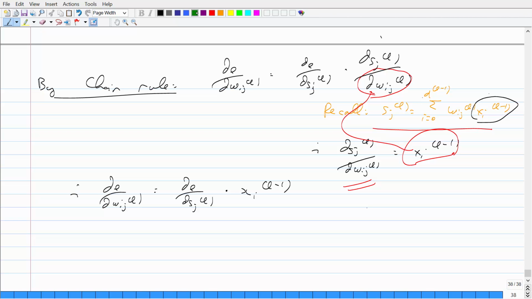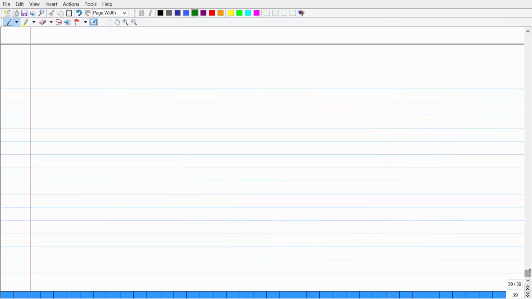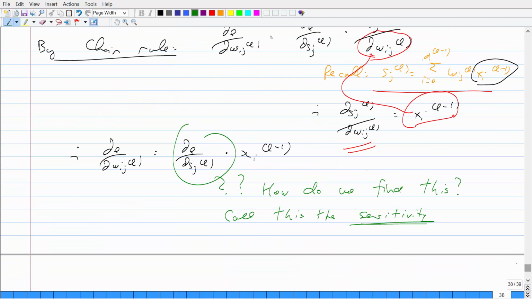Okay, but I don't know this other term. I'm not sure what this is. How do we find this? Okay, so I'm going to have to introduce something. We're going to call this the sensitivity. We call this a sensitivity because it's basically the change in the error. So when the input into a node changes, how will the error change? That's how we define the sensitivity.